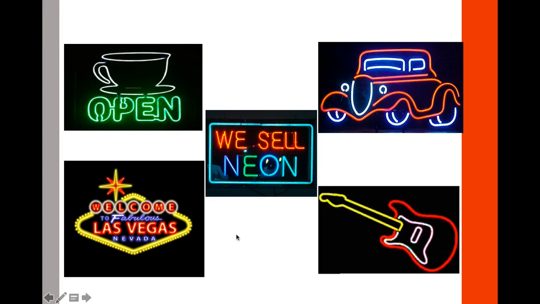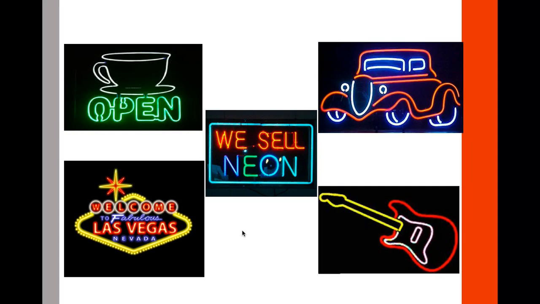Good morning, everyone. Today we're going to learn about atomic emission spectra. What you see on the screen are different neon lights. Neon lighting consists of brightly colored gas tubes or bulbs that contain neon or other types of gases.